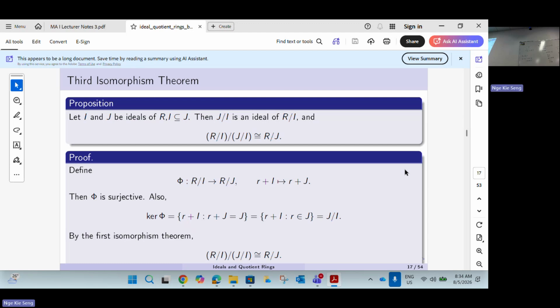Because the kernel of phi is the set of r plus I where r plus J is the identity, because the kernel is what maps to the identity, which is 0 plus J. So by definition, this is J mod I, the r plus I for all r in J. This is the injective part. Surjective is very obvious, because for every r here, we have this r sent to here. Okay, surjective, and then we have this isomorphism.